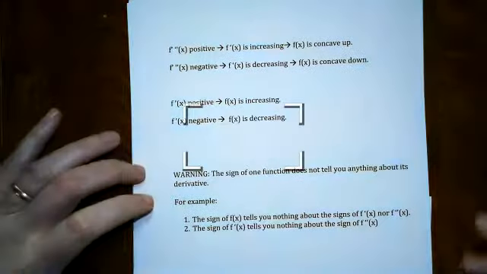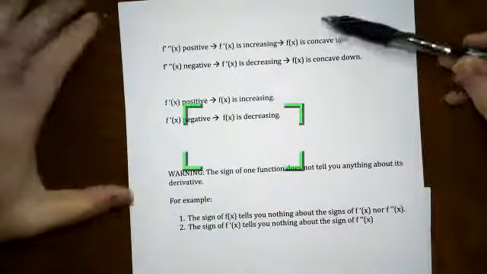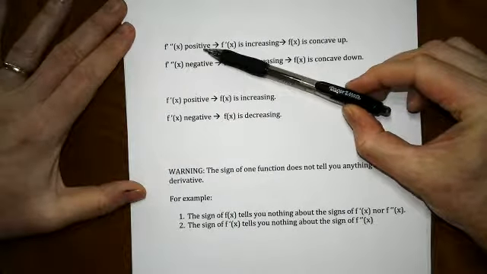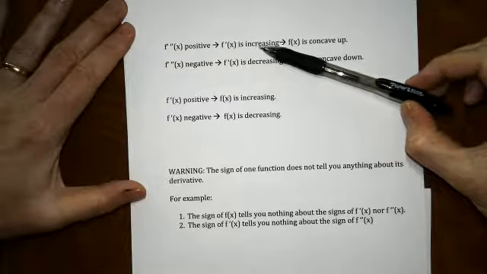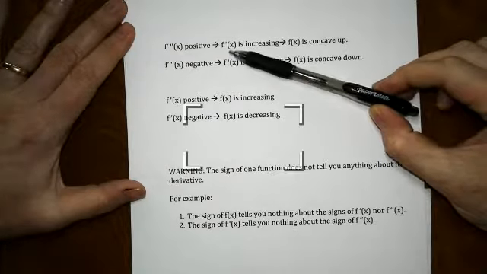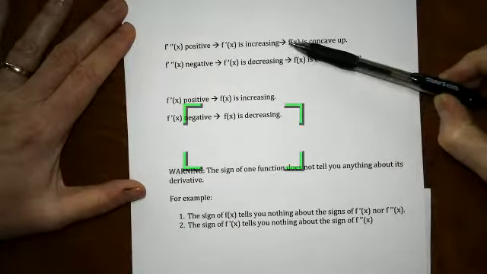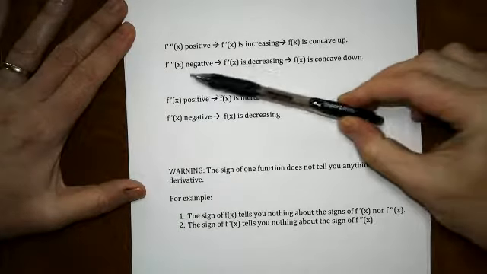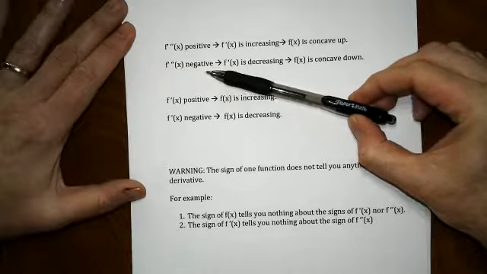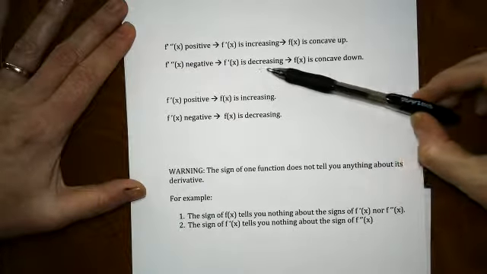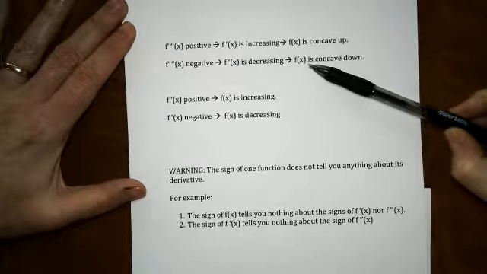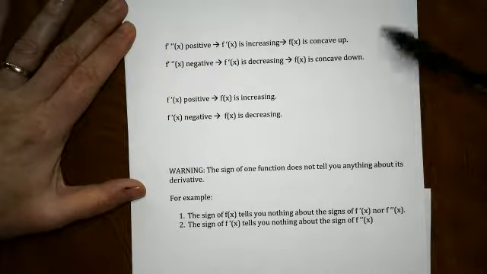So let's summarize that a little bit. If the second derivative of the function f double prime of x is positive, that means that f prime of x is increasing. The slope of f is increasing, which means that f of x is concave up. If f double prime of x, the second derivative, is negative, that means the first derivative was decreasing, the slope of f was decreasing, means f of x is concave down.